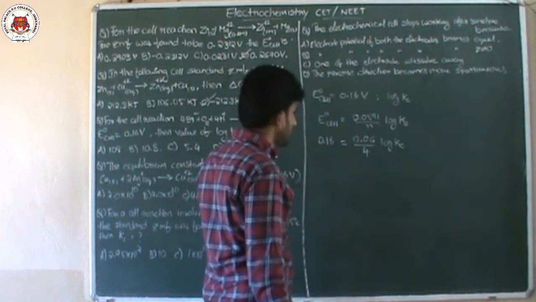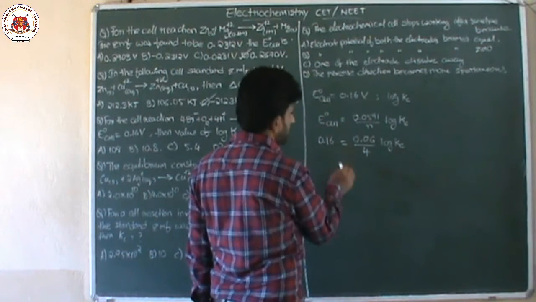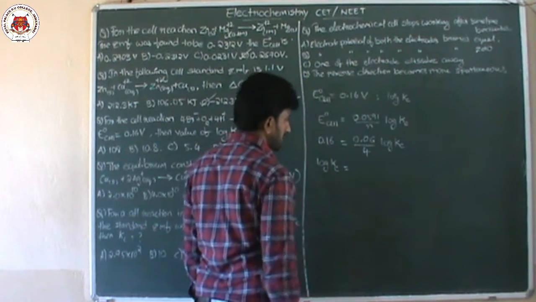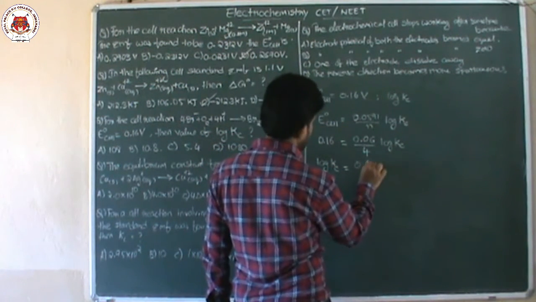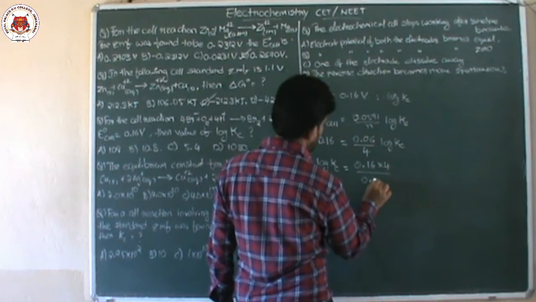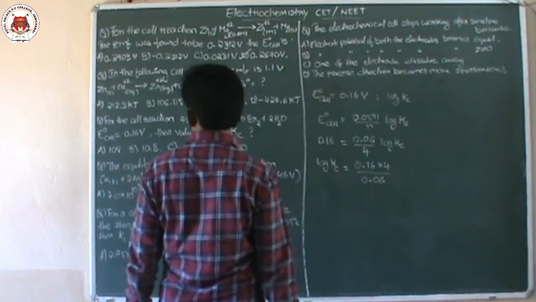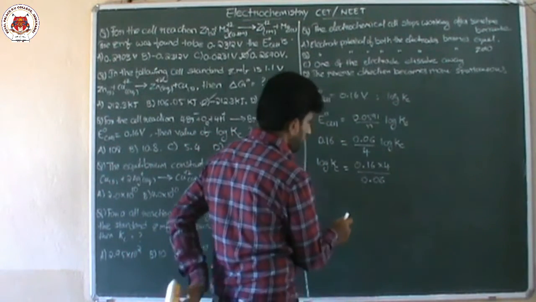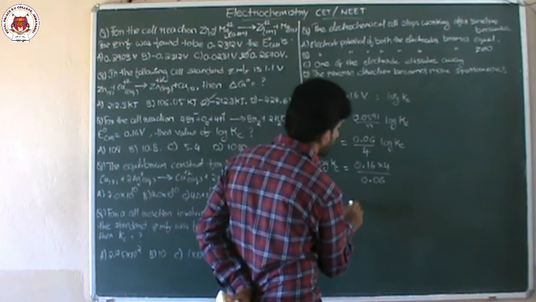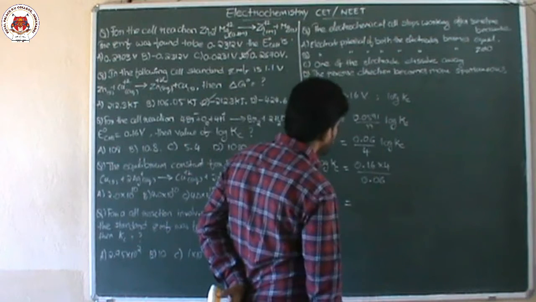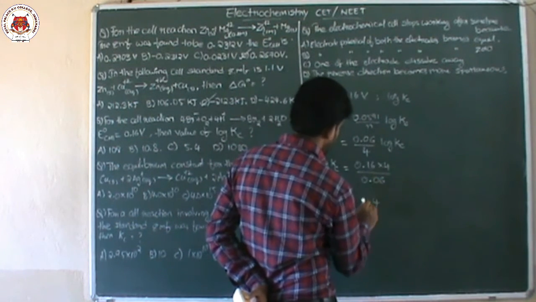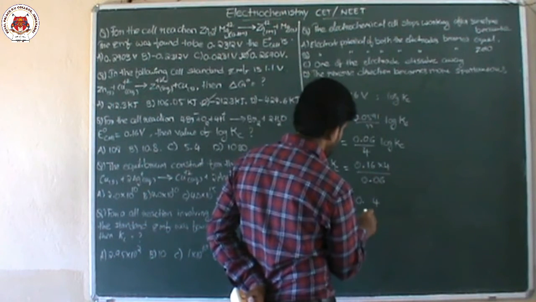Now here you can cross multiply. Log Kc must be equal to 0.16 into 4 divided by 0.06. So you will get this value.